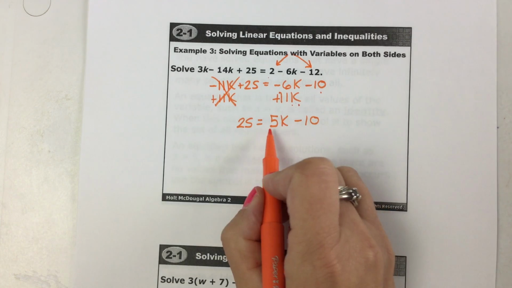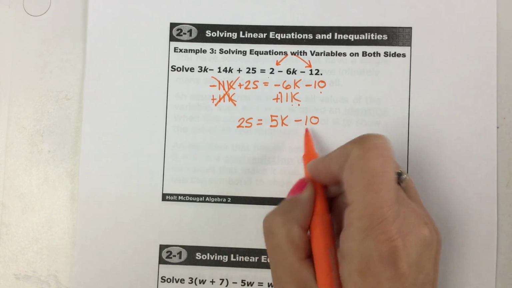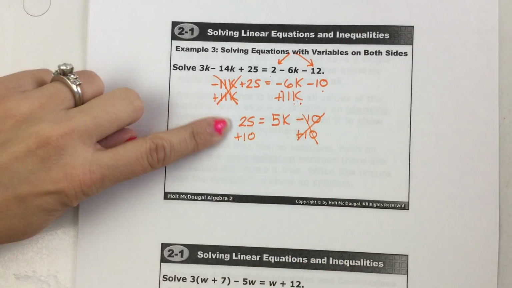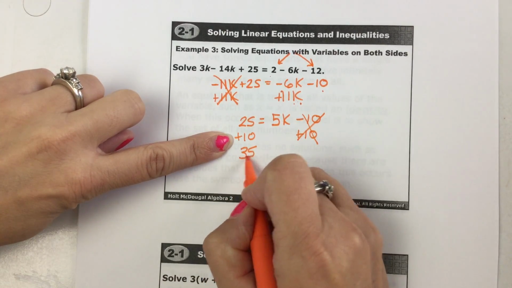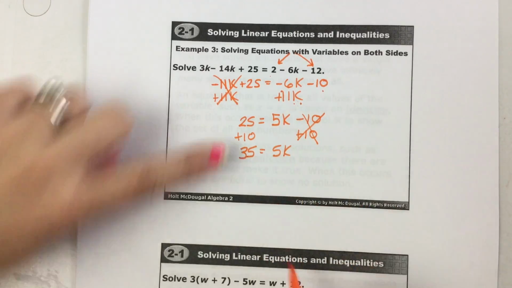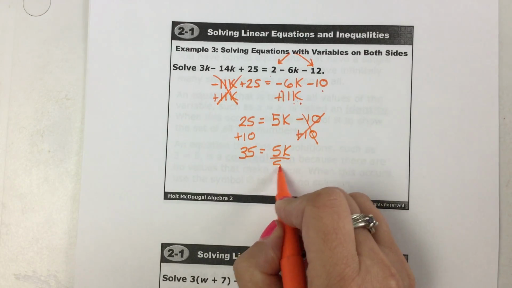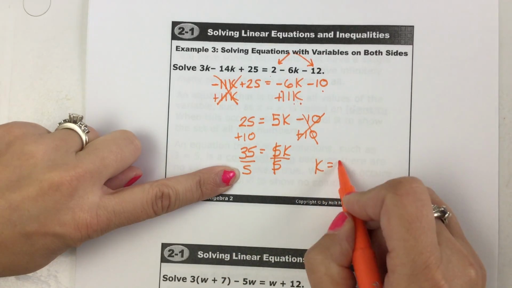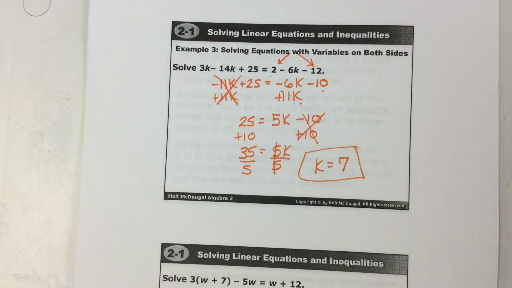Now you solve. On the same side as the variable but not connected is a minus 10. The opposite would be to add 10. 25 plus 10 is 35. I have 5k remaining. In order to isolate my variable, I need to divide both sides by 5. 35 divided by 5 is 7.